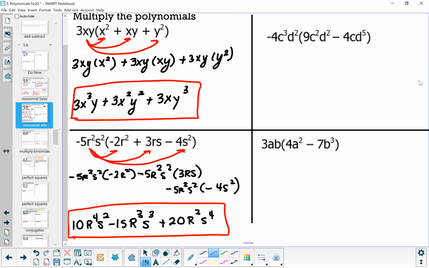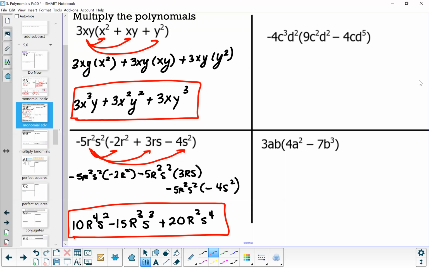All right, why don't you try these two on the right? Pause the video, and then we'll do them together. All right, let's take a look at the first one, which says negative 4c cubed d squared times, in parentheses, 9c squared d squared minus 4c d to the 5th, close parentheses.